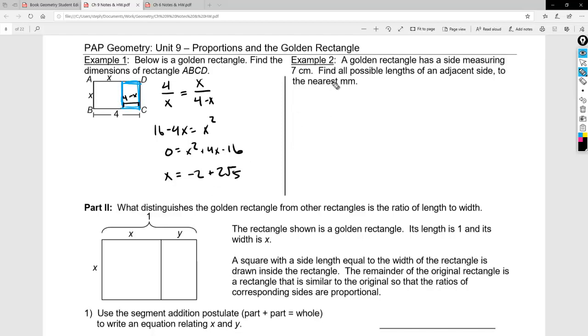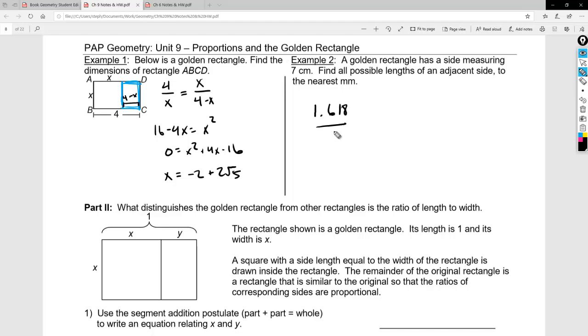Okay, moving on to the second example, I have a golden rectangle with a side length of 7. They want us to find all possible lengths of the other side. So that means that 7 could be the longer side, 7 could also be the shorter side. I'm going to use my golden ratio, which is what we found in the above exploration.